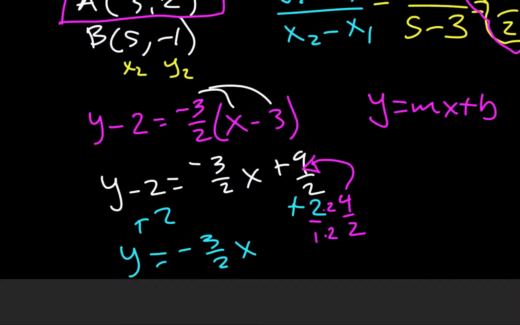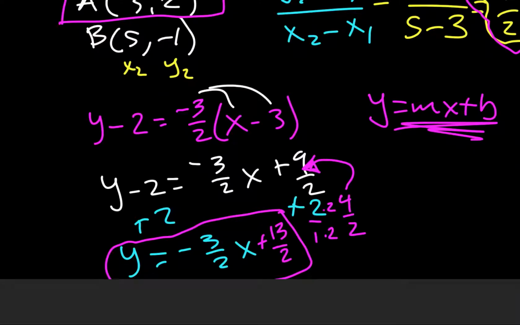So I want to add that to this. We have 9 plus 4, which is 13 halves. And that is our y equals mx plus b. That's what they asked us for, and so that is our answer.